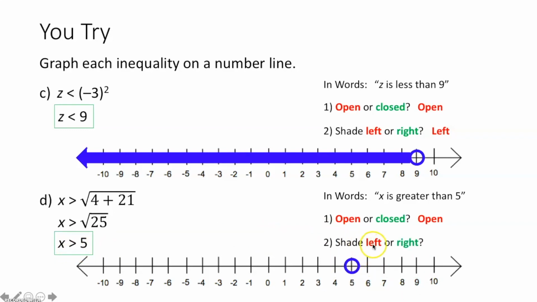Next, are we going to shade to the left or the right? Two ways to do this. One would be to look at our inequality in words. X is greater than 5. So that means we're going to choose all the numbers greater than 5: 6, 7, 8, 9. So we're going to shade to the right. Or since we have our variable on the left, you can see that our inequality points to the right. So we're going to shade to the right.